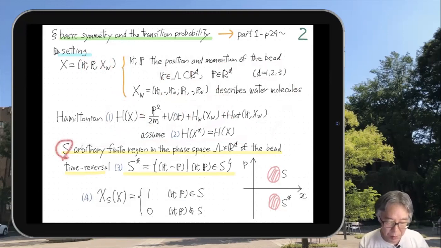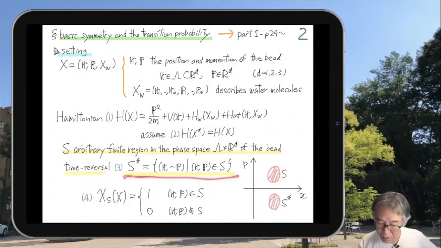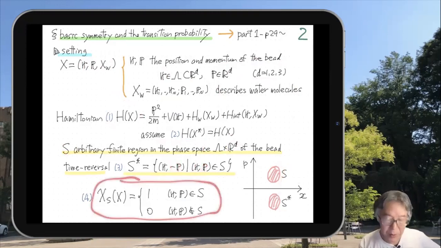Let S be an arbitrary finite region in the phase space of the bead. So now, we did not consider the momentum of this particle before, but now we also look at the momentum of the bead, the Brownian particle. So this is the phase space region like this. And this one is new. For this region, we denote by S star its time reversal. It means that you don't change R, but you just flip the momentum. It looks like this. And this is, I think, familiar notation.